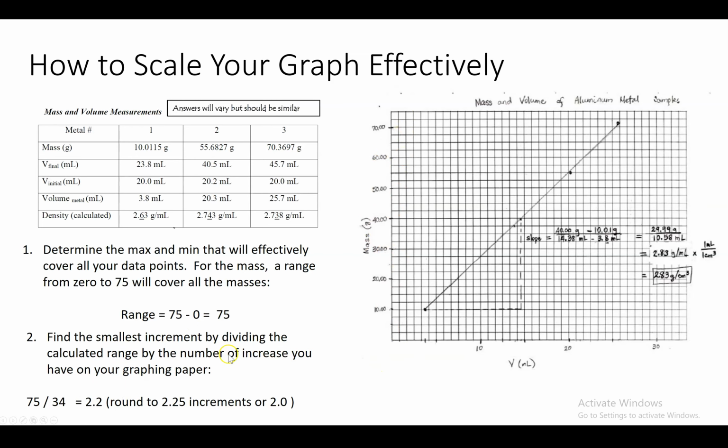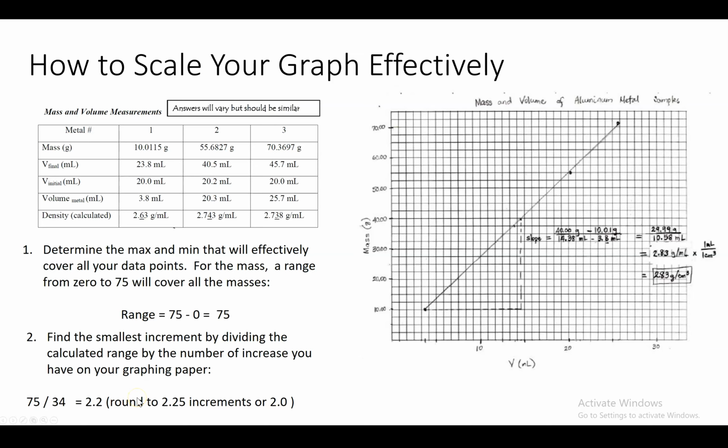So what we will then do is as follows. Take the range that we calculated from here and divide that by the number of increments. In this case, 75 divided by 34 equals 2.2. And then this 2.2 value right here doesn't seem to be a good value, right? Because increasing by 2.2 is quite difficult to keep track of.